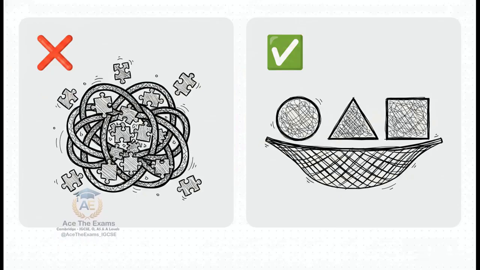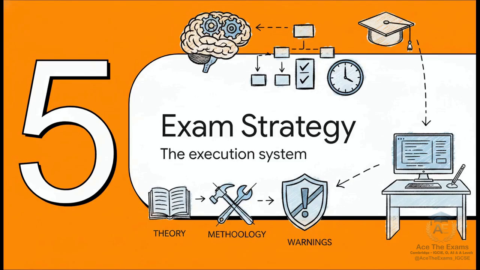Top execution, however, is deliberate. It is calculated. Top candidates always define their terminology precisely before deploying it in their analysis. Define your terms first. It creates a safety net for your logic and proves you know exactly what you are talking about. Section 5. The Exam Strategy System.